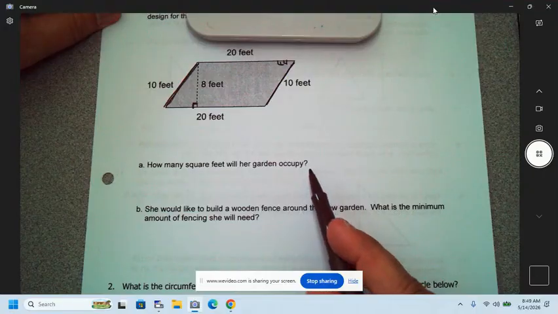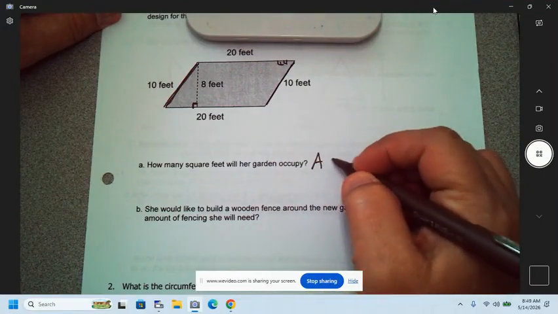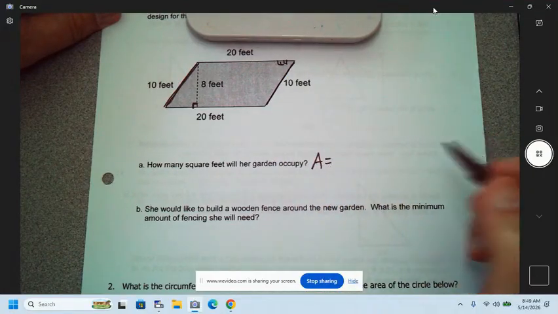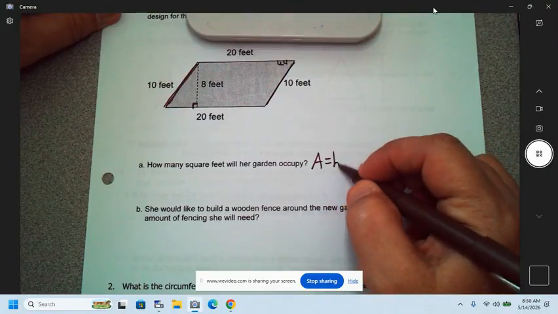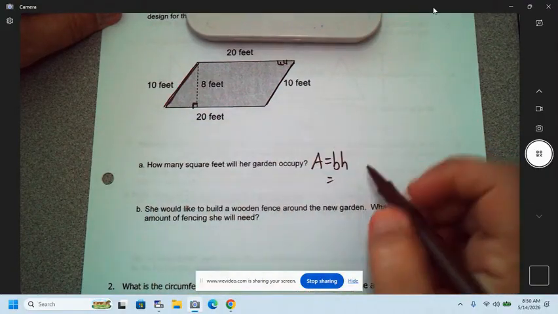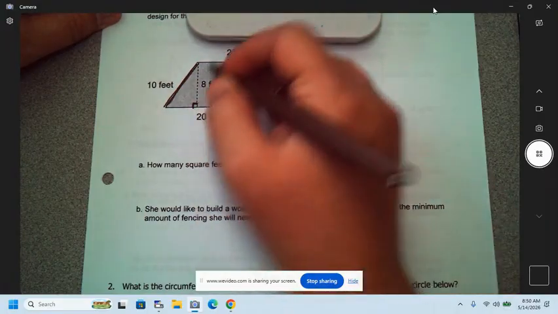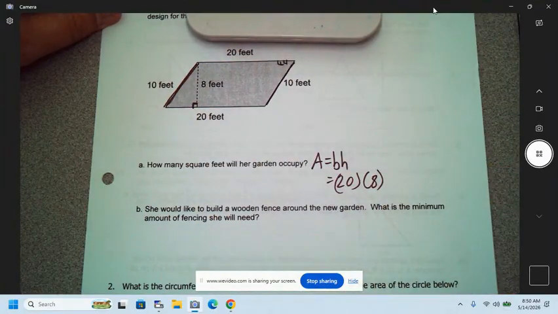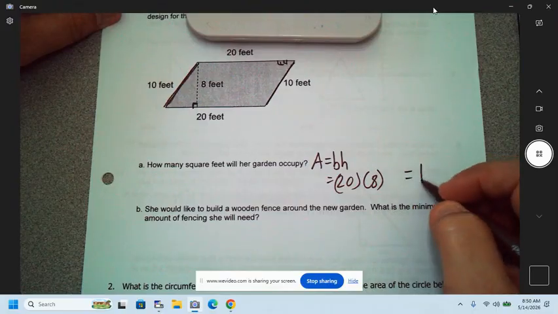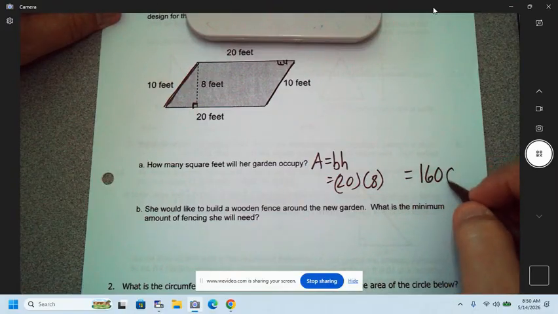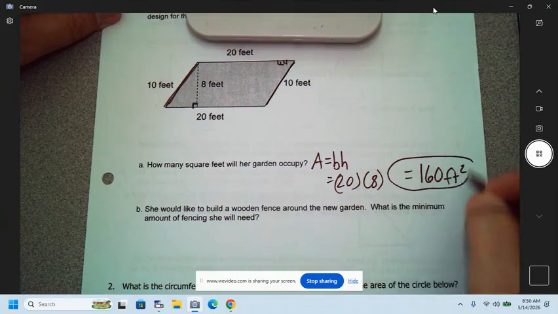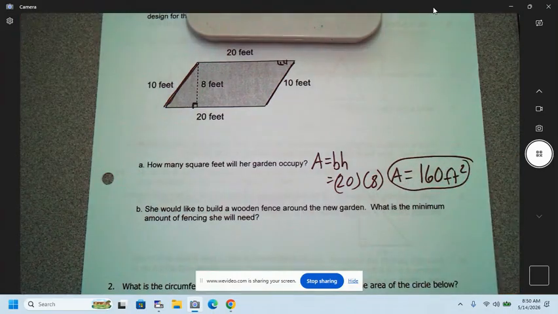So there's a formula for area of a parallelogram. If you look at your formula sheet you have during the quiz, it's area equals base times height. The base is 20 and the height is 8. And then you just multiply those two numbers and you get 160 feet squared. So that's the area of the parallelogram.